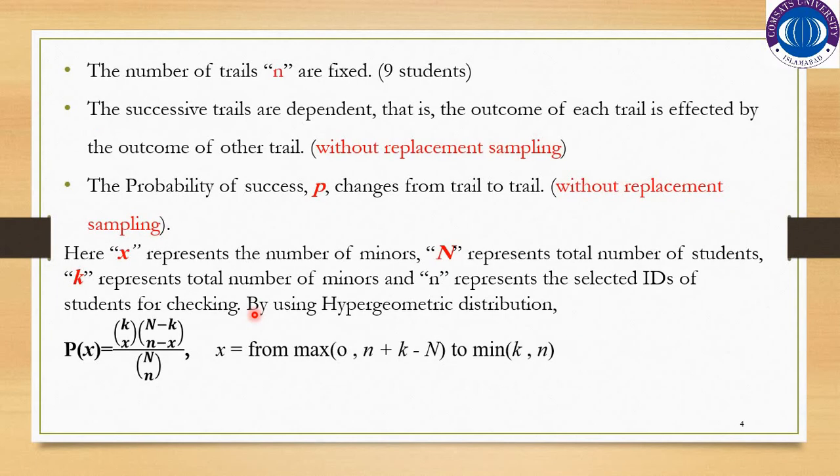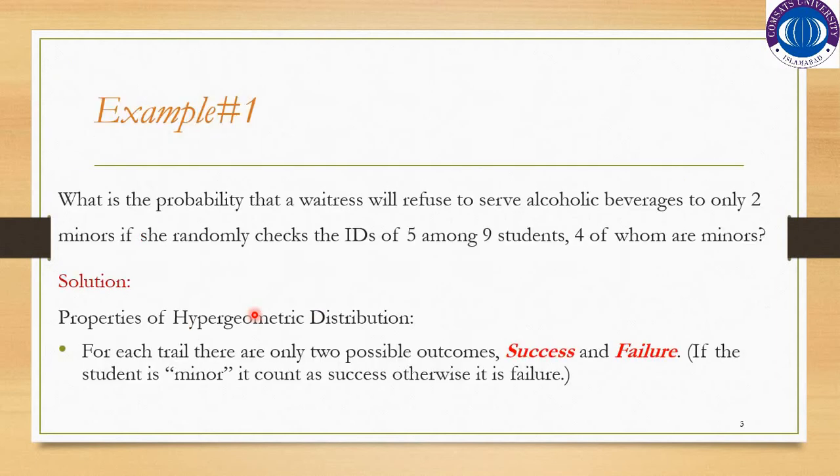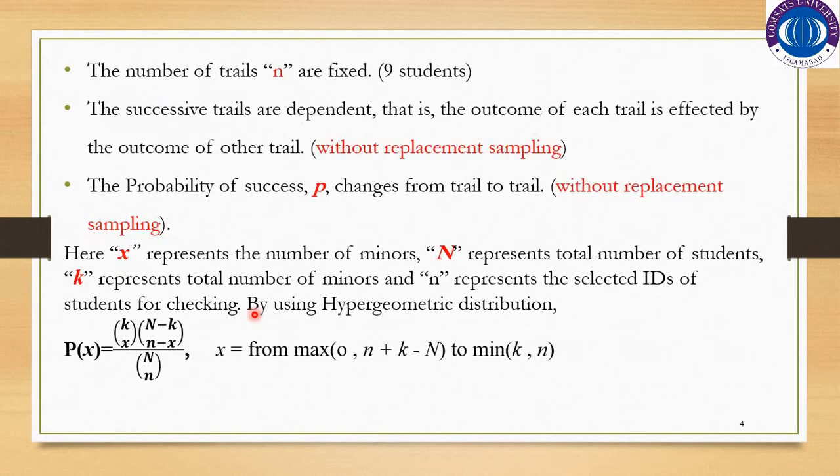The second property is that the number of trials n is fixed. As she has 9 students and she is checking the IDs of 5, the number of trials is fixed. The successive trials are dependent, that is, the outcome of each trial is affected by the outcome of the other trials, that is, without replacement.